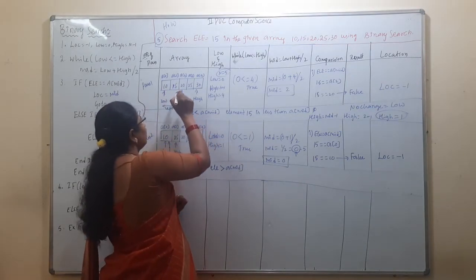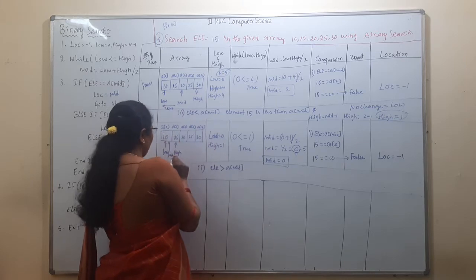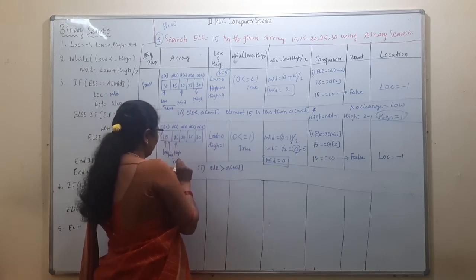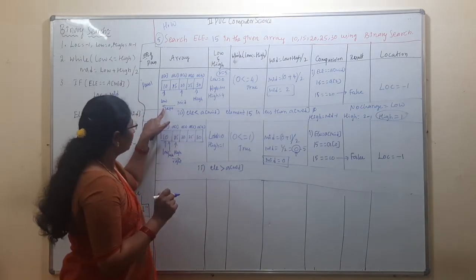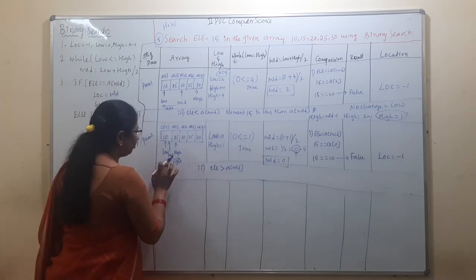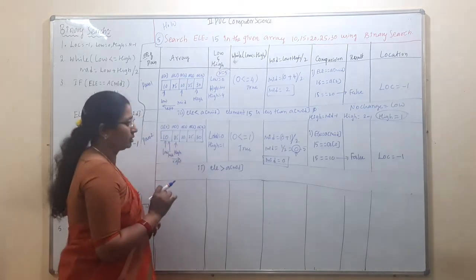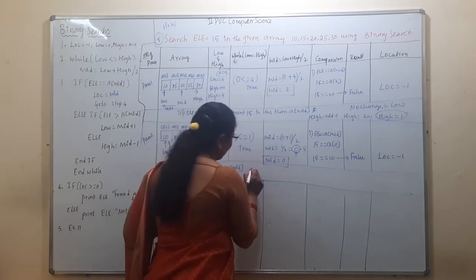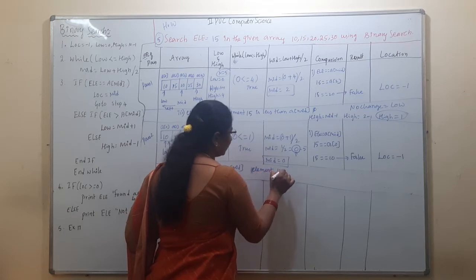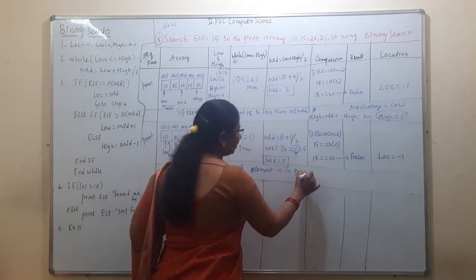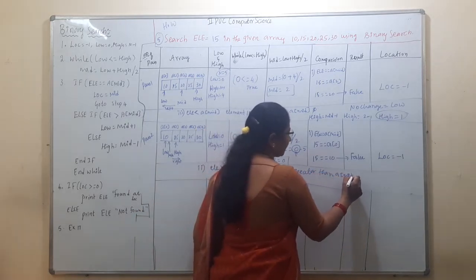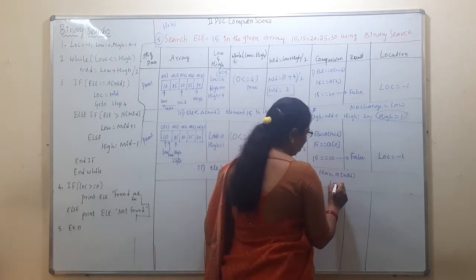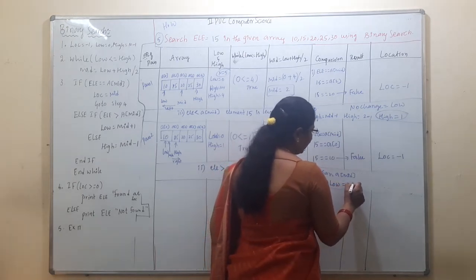First we traverse from the mid to the low pointer. Now from the mid towards the right hand side we are traversing. So what is the condition now? The searching element 15 is greater than A of mid. So change the low pointer equal to mid plus 1.